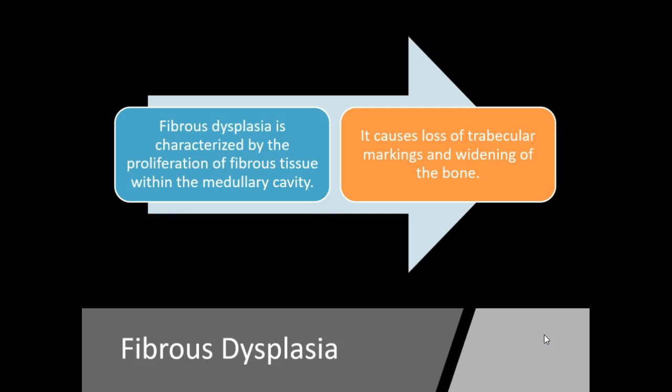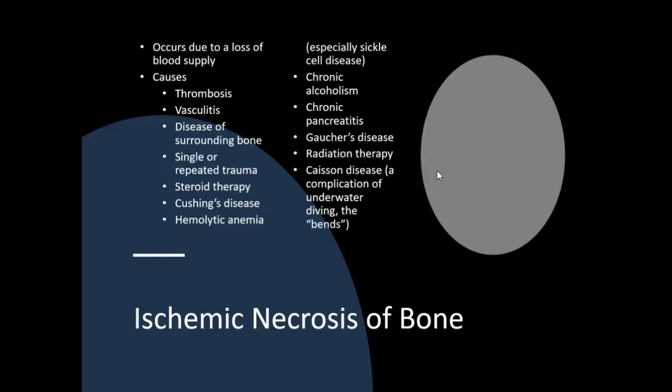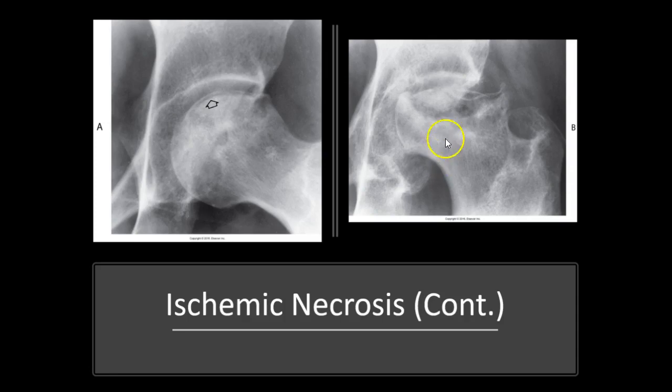Fibrous dysplasia is characterized by the proliferation of fibrous tissue within the medullary cavity. It causes loss of trabecular markings and widening of the bone. And you can see it here. Ischemic necrosis of the bone. The cause is a decrease in blood supply. It can be from thrombus or steroid therapy, Cushing's disease, any of the ones listed here. And in ischemic necrosis, you can see the bone dying, eroded away down to nothing here.